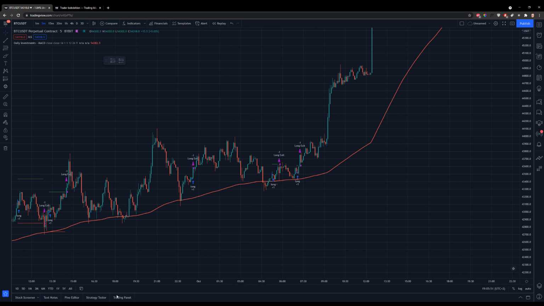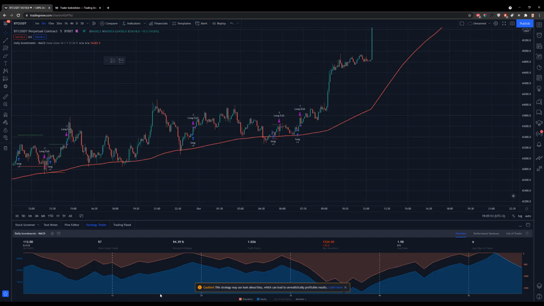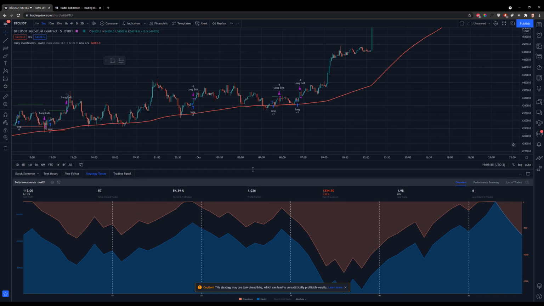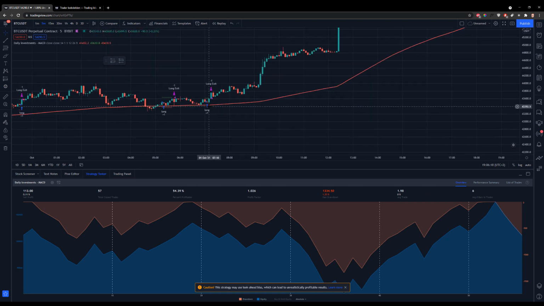If I open the strategy tester, it did 57 total trades, and that's from 1 September until now. Today it's the 7th of October. And we had a percent profitable of 54%, and that's pretty good if you ask me. What I do is I take entries and I go out of them.